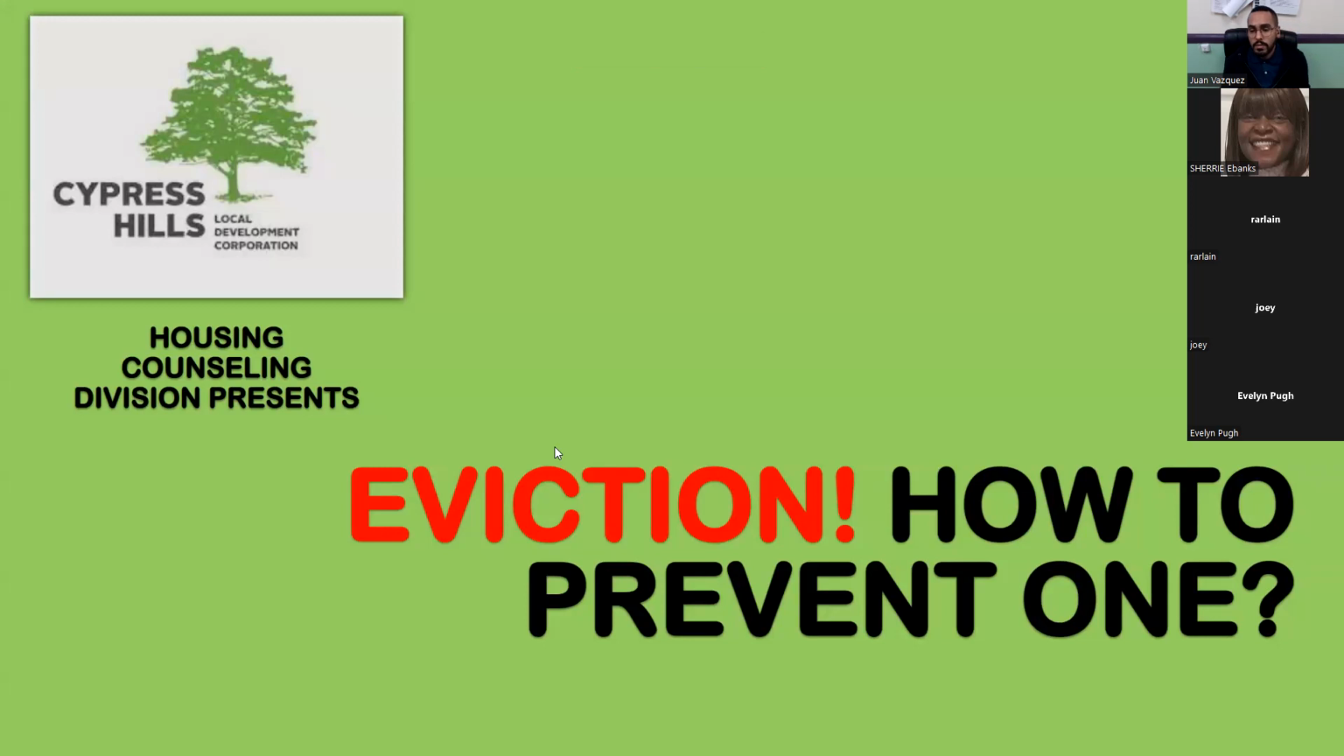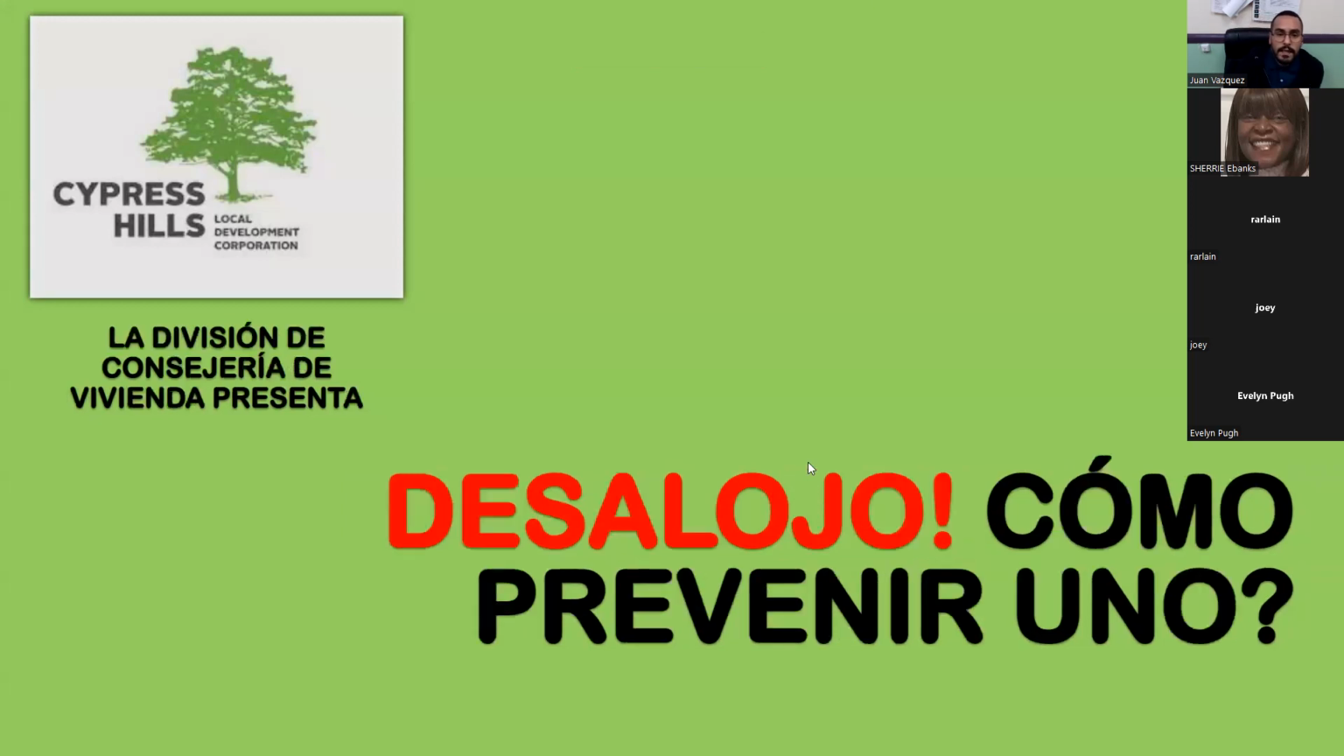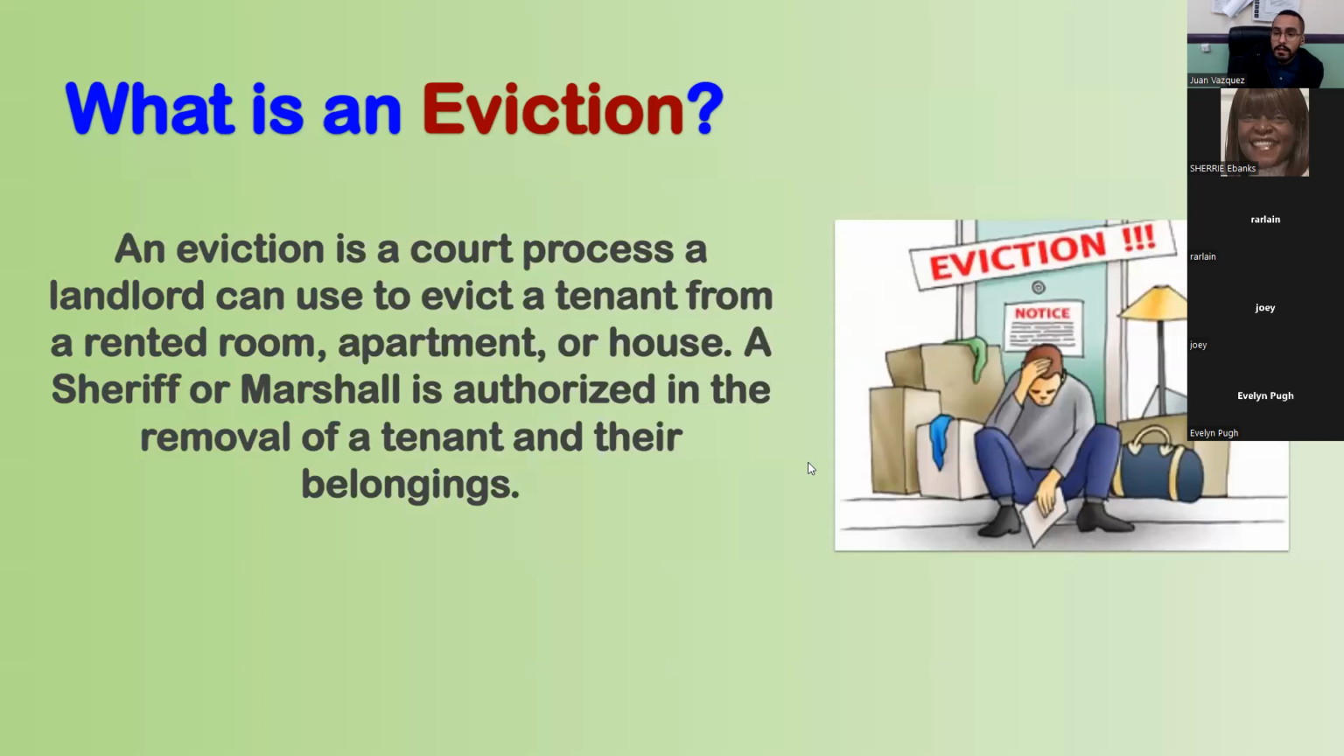So eviction, how do we prevent one? Let's start off with what is an eviction. An eviction is a court process a landlord can use to evict a tenant from a rented room, apartment, or a house. A sheriff or marshal is authorized in the removal of a tenant and their belongings. So just a little breakdown of what the eviction process looks like. It doesn't always lead to an eviction, but there is a long process for that to even happen. Let's go on to the next slide.